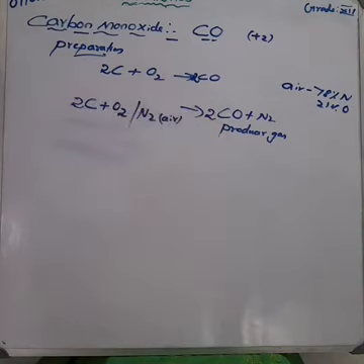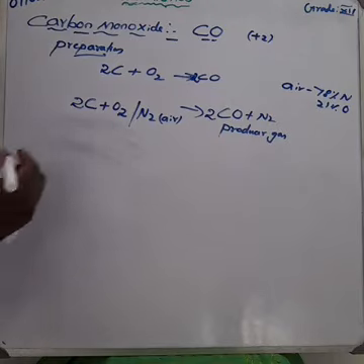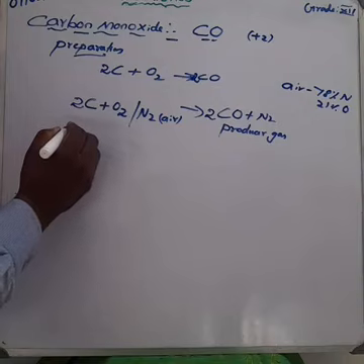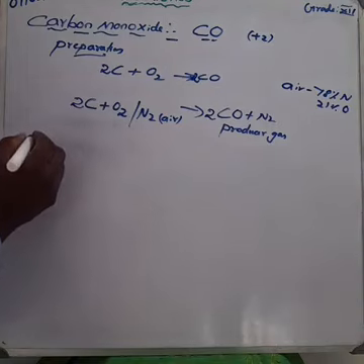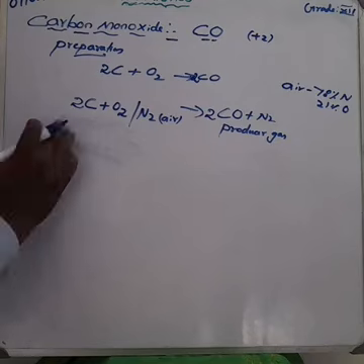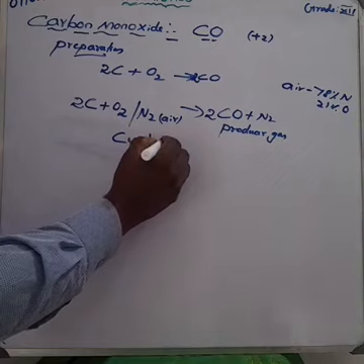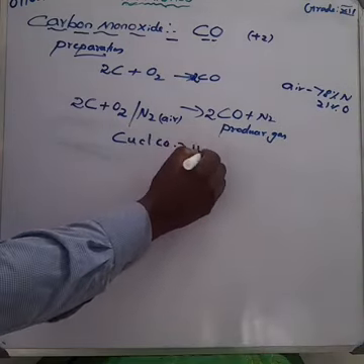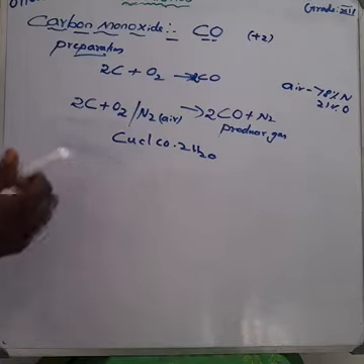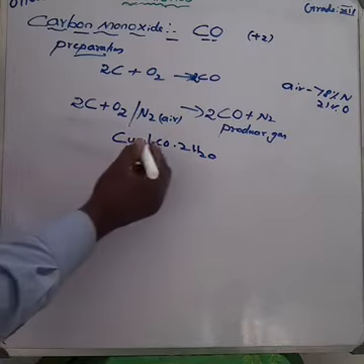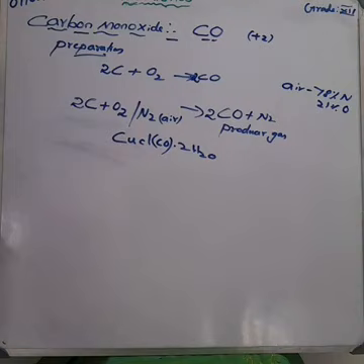Okay. Next, the producer gas is passed through a solution of copper 1 chloride under pressure, which gives the formation of CuCl, CO, and 2 molecules of water. What is the product obtained? CuCl, that is copper chloride, and CO, including CO, dot, water molecules. That is 2 water molecules.